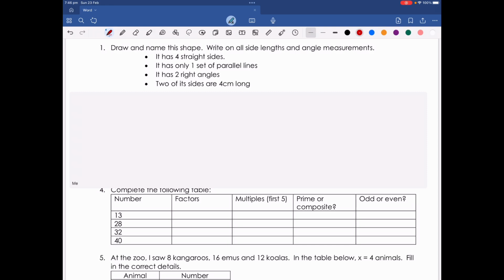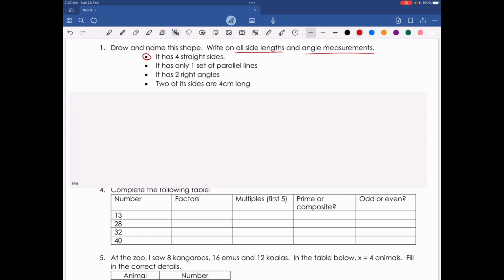Okay, so we're highlighting our key information. We need to write on all side lengths and angle measurements. Let's see what that could mean. So, the first clue we have is it has 4 straight sides. So our first one here needs to have 4 straight sides.